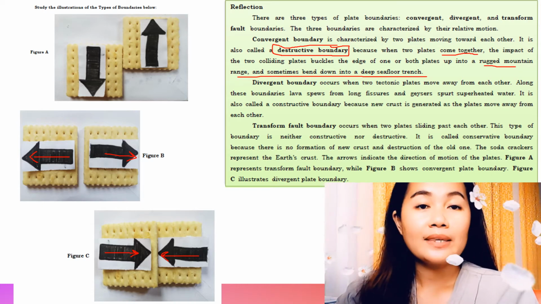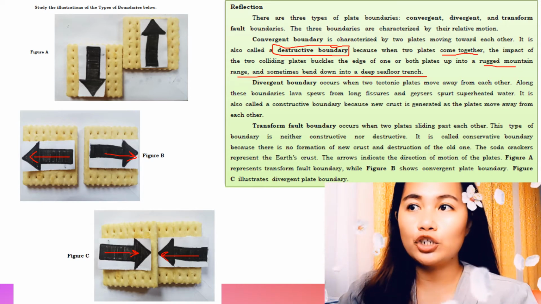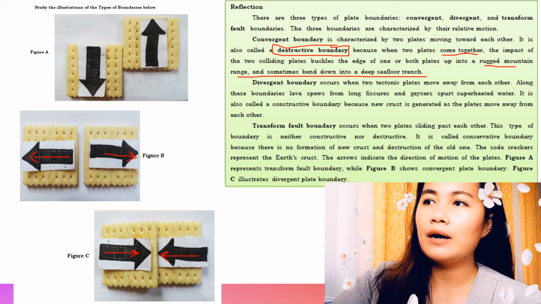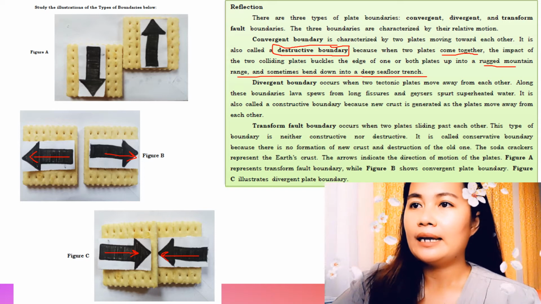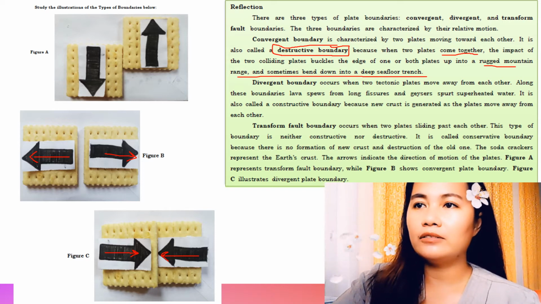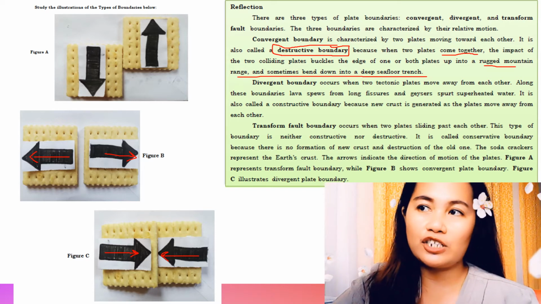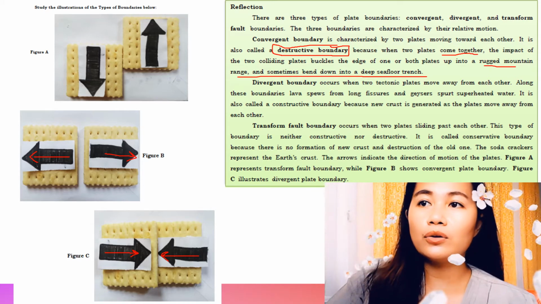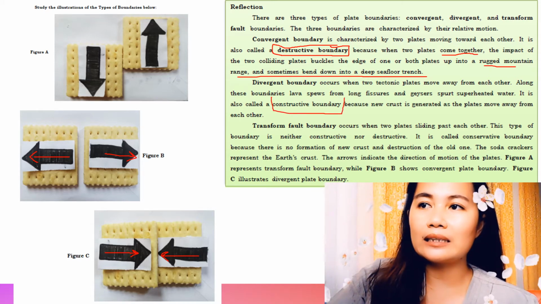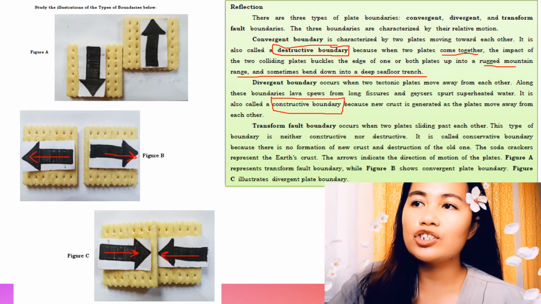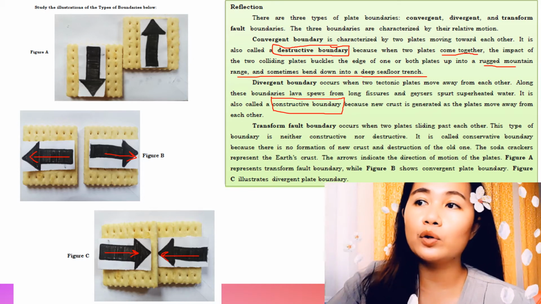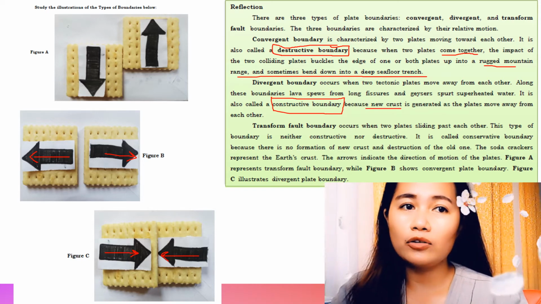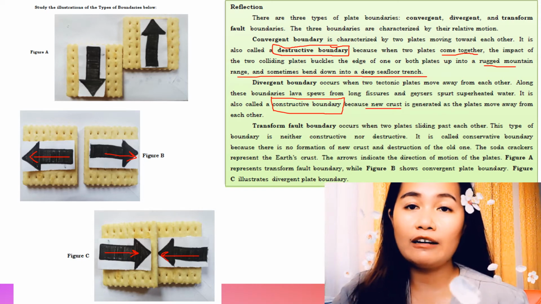Destructive. The second type is the divergent boundary. It occurs between 2 tectonic plates that move away from each other. It is along these boundaries that lava spews from long fissures and geysers spurt superheated water. It is also called a constructive boundary. Construct nga naman naaman siya mapurma nga bagong yuta. Ang yuta gikan sa ilawom sa mantle, it is in magma form, liquefied form.